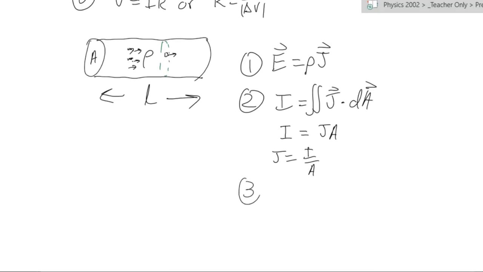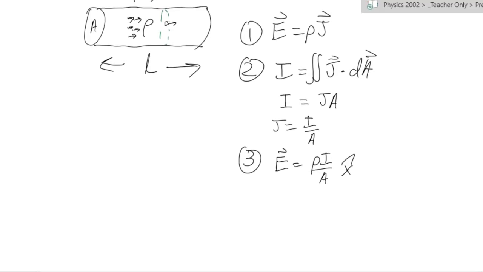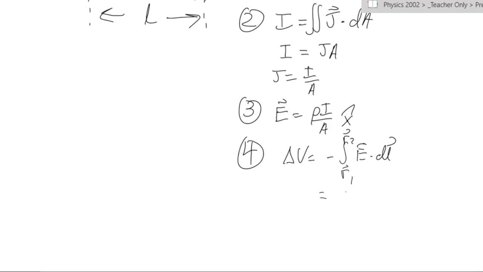And so combining these together, we can say that E vector is going to be equal to rho I divided by A times x hat, if this is going to point to the positive x direction like that. So now what we want to do is find what the difference in electric potential is between these two ends. And so we say that delta V is going to be equal to the negative integral from r vector 1 to r vector 2 of E dot dl. And in this case, this is going to be equal to rho I divided by A times L. Okay. So that is going to be V.